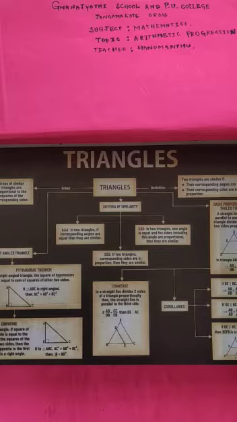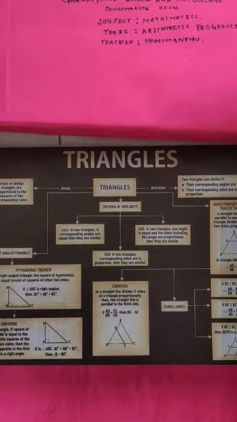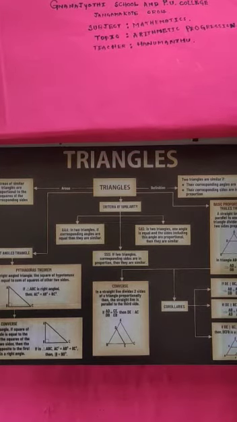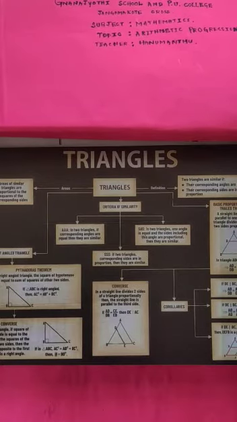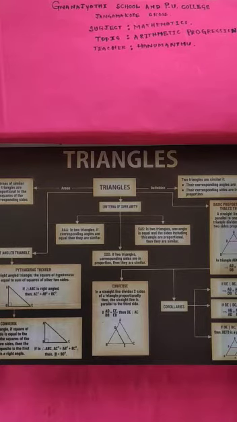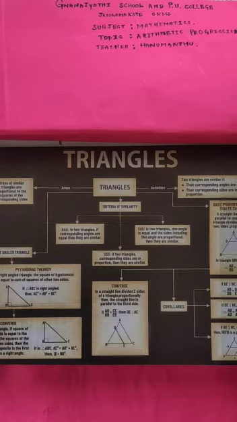So if two sides are equal, then it is isosceles. If all the sides are unequal, then it is called a scalene triangle. If all three sides are equal, then it is known as an equilateral triangle, right? So this is the classification based on their sides. And then classification based on their angles. A triangle can be classified into three categories: first, acute angle triangle; second, obtuse angle triangle; and right angle triangle.